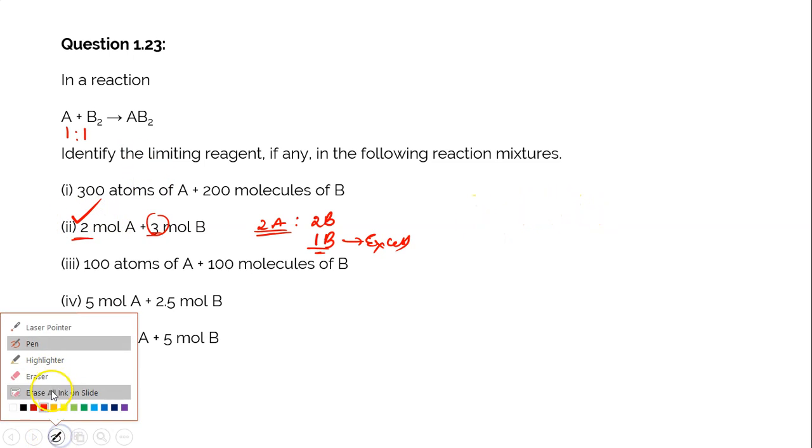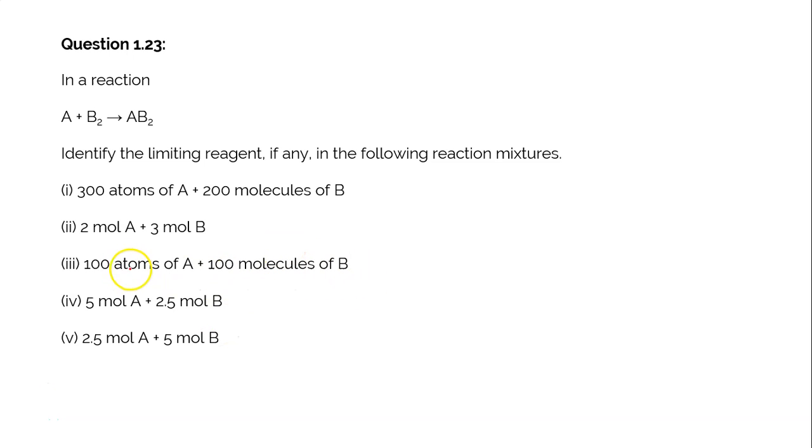Now similarly, let's solve the third case also. 100 atoms of A and 100 molecules of B. So A to B should be 1 is to 1, which means 100 atoms of A and 100 molecules of B, they are equal. So there is no limiting reagent over here. No limiting reagent because both of them are present in equal quantity, because of which they will be reacting with each other at par. Now the fourth one, 5 moles of A is reacting with 2.5 moles of B.